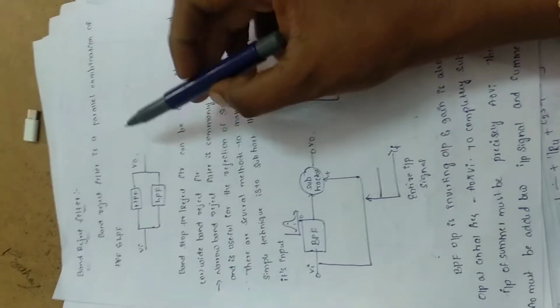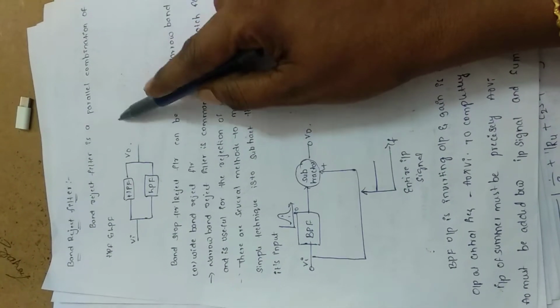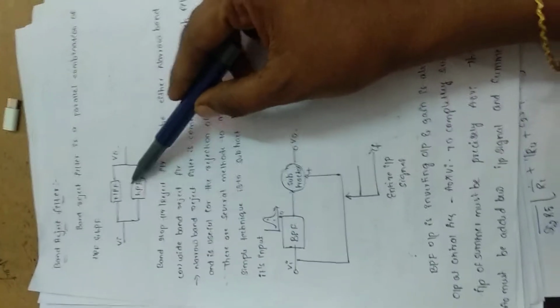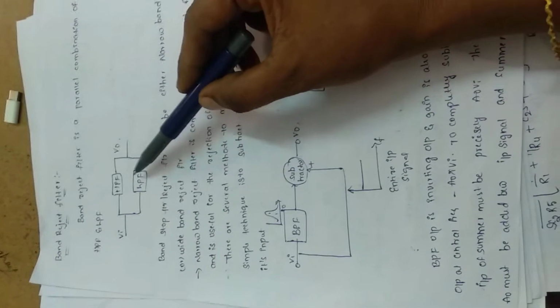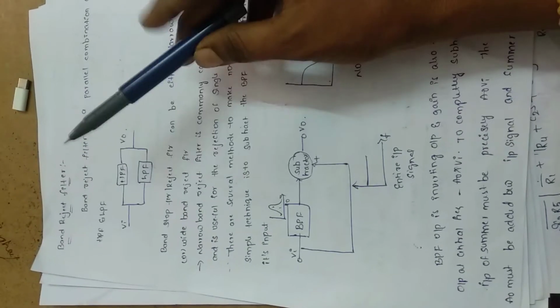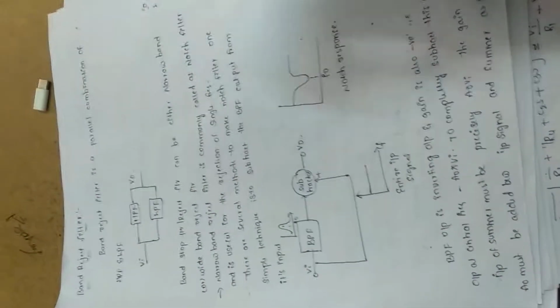Students, today I am going to explain about band reject filter. Band reject filter is a parallel combination of high pass filter and low pass filter. If you connect high pass filter and low pass filter in series connection, that is known as band pass filter. If you connect them in parallel combination, that is known as band reject filter.